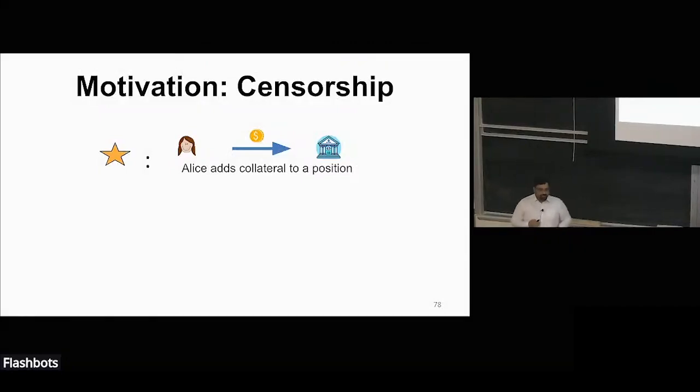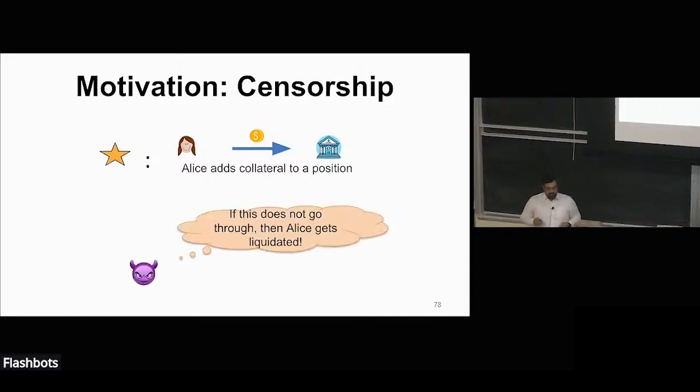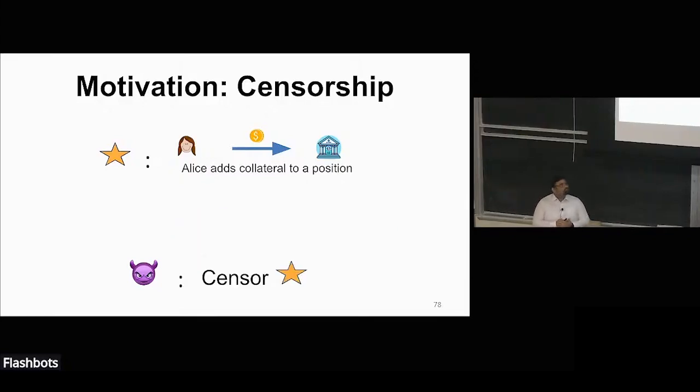Let's get started with an example in which there is a transaction. Alice wants to add some collateral to a position that she has on the blockchain. Otherwise, she can get liquidated. And the adversary does not want this transaction to go through, because if this collateral is not added to the position, then Alice can get liquidated and the adversary will make a lot of profit. Therefore, the adversary wants to censor the transaction.